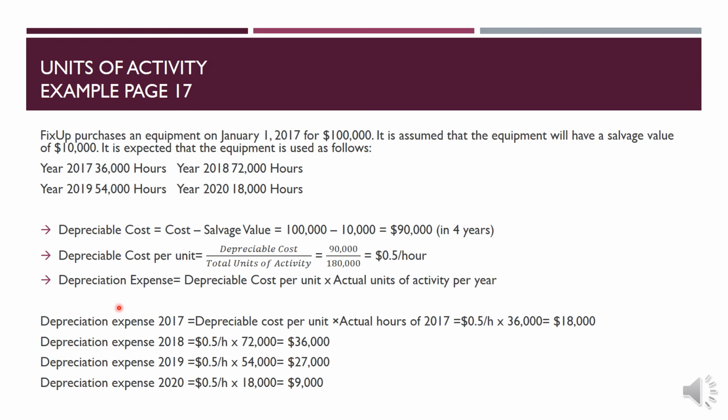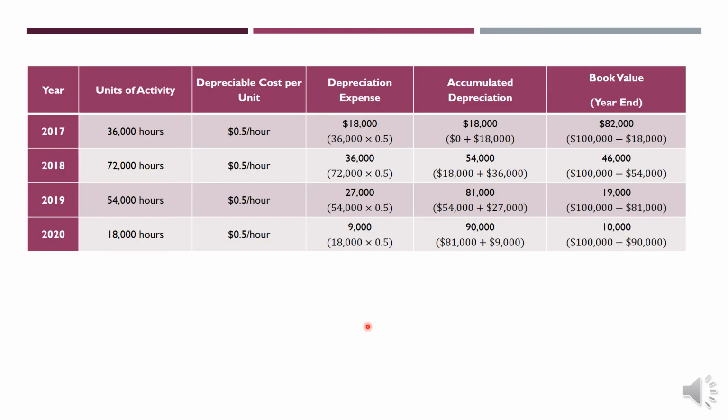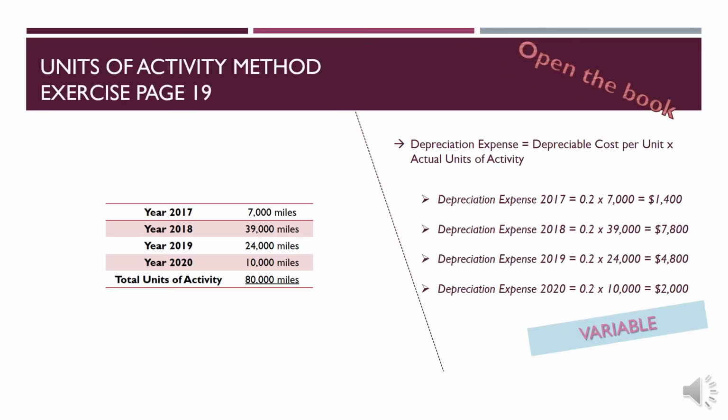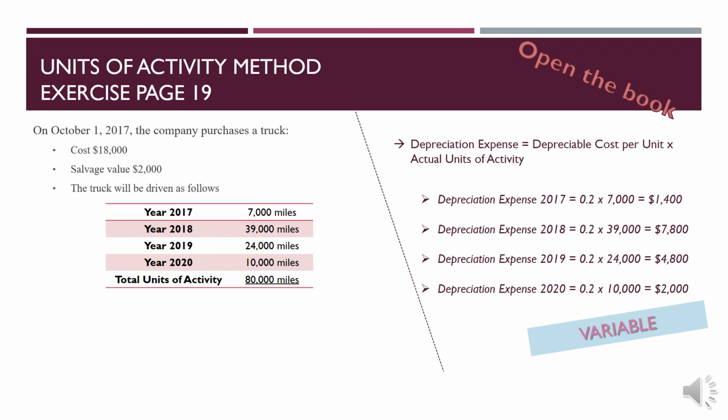Now we can calculate the depreciation expense, as you can see here. So this is the schedule. We have the units of activity which is given, the depreciable cost per unit which is fixed for all the years. After that, we calculate the depreciation expense. The accumulated depreciation will be 0 plus 18. Next year will be the 18 plus 36. After that, 54 plus 27, 81 plus 9. The book value is the cost minus accumulated depreciation. And here we have the exercise, the solution for the exercise on page 19.